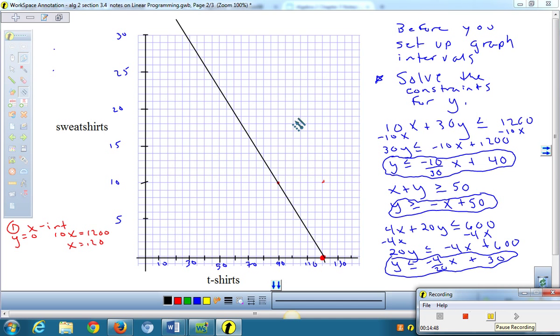All right, so we have our first line graph. We use x and y intercepts to graph it, and the shading would be below. We'll add the shading later. All right, how about this next one? X and y intercepts on this one, please.